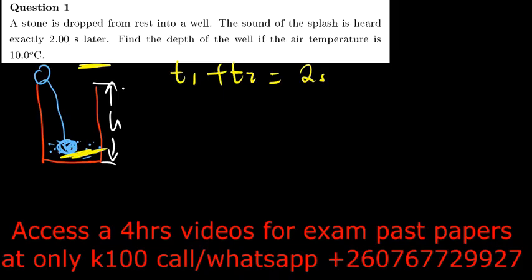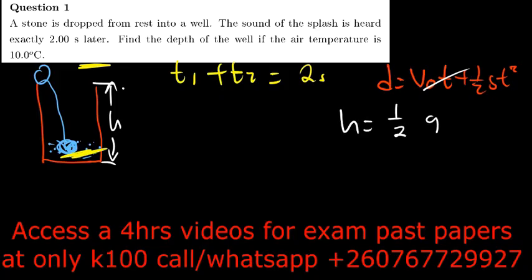The stone started from rest, meaning the initial velocity is 0. So d is equal to v initial times t plus half g t squared. Since the initial velocity is 0, this is going to be cancelled out. d is the same as h, so h will be equal to half g t squared. Now which t are we talking about? We're talking about T1. So h equals half g T1 squared. I'll call this equation 1.